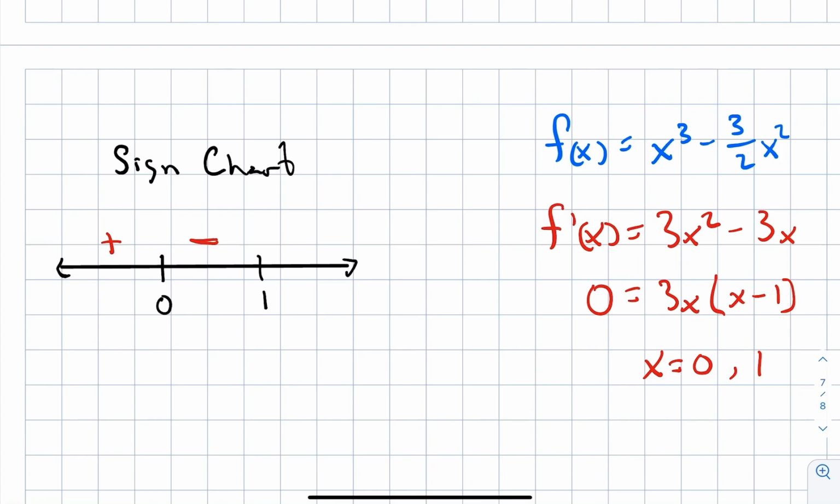And then we can take a look at all values that are greater than 1 and plug it into the derivative. So let's take the number 2, positive 2. And here, if we plug in a 2 here, that's going to be positive there. And then 2 minus 1 is also positive.